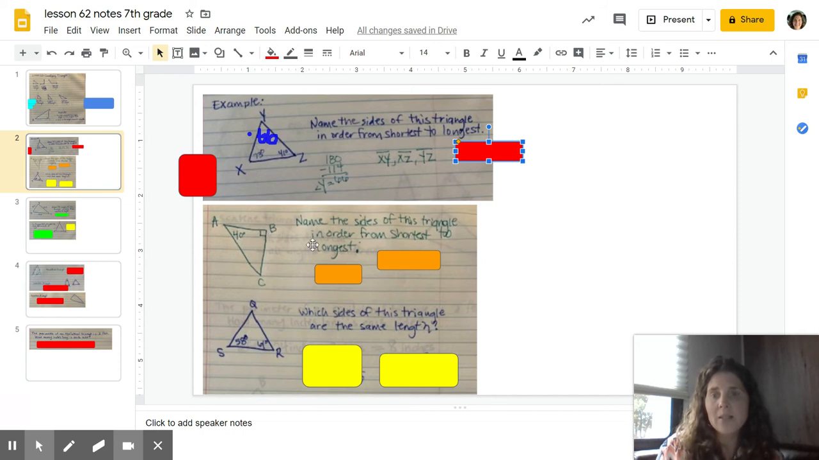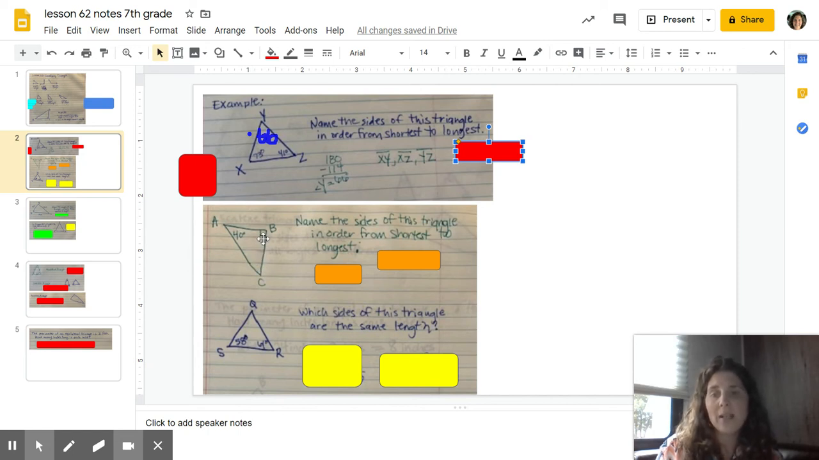Name the sides of this triangle in order from shortest to longest. Right now we have angle 40. We have a right angle, which is 90, right? And so I've got to figure out what my C is first.